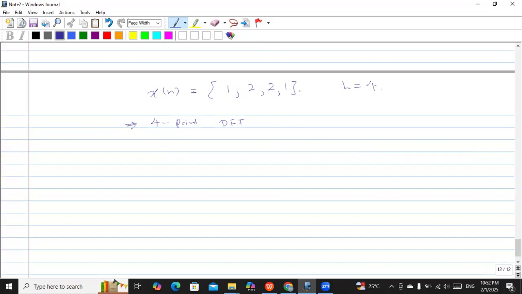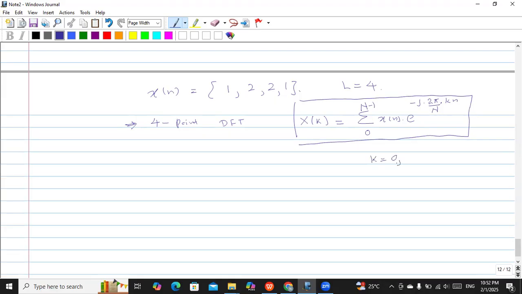So if we find the 4-point DFT, the DFT will be Xk equals the summation of xn, with n from 0 to N minus 1, e to the power minus j 2π kn divided by N. This is the identity for the DFT, and k should be from 0, 1, 2, so on up to N minus 1.